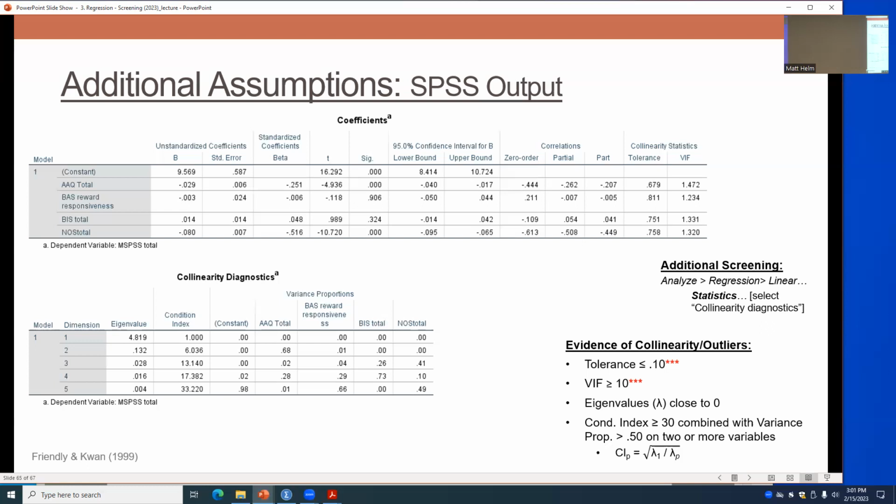Yeah, Abby, what's going on? I think you clarified my question. Okay. Other questions about looking at your collinearity stuff?